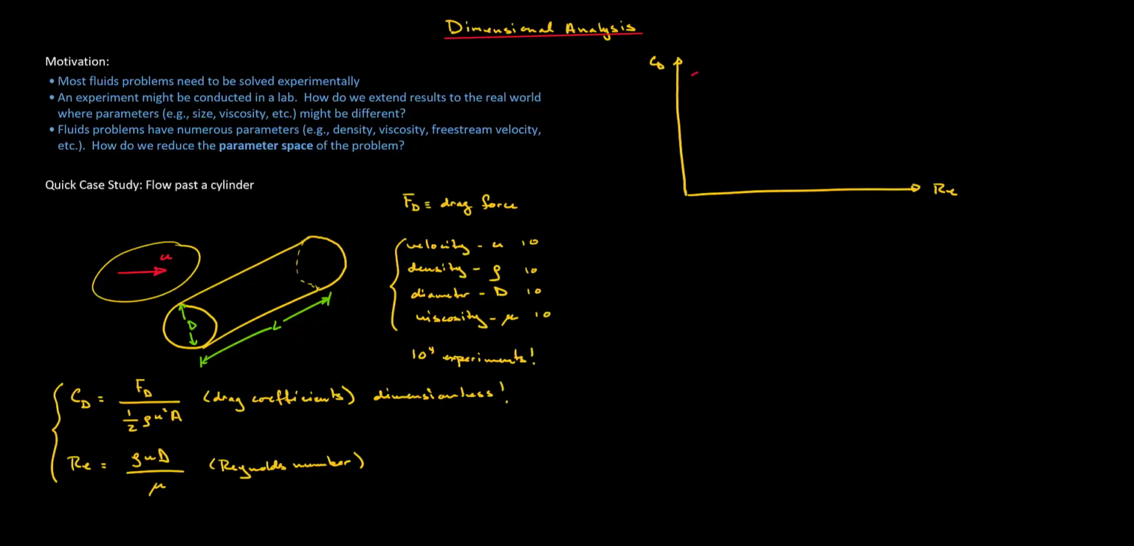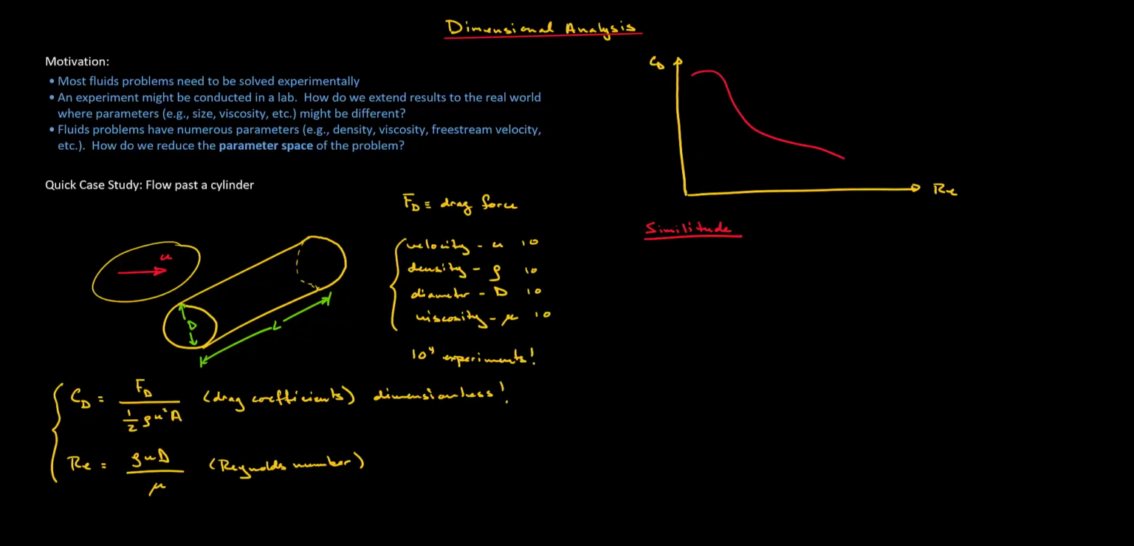And for this fictitious flow, it might look something like this. And this CD versus Reynolds number curve is valid for many combinations of velocity, density, viscosity, diameter, etc. And so this brings us to the concept of similitude. So if we have two individuals, an experimentalist who is running this experiment in a lab and an engineer working in the field. So the experimentalist will run this experiment in, let's say, a wind tunnel. And in that particular wind tunnel, the parameters will be relatively fixed, right?